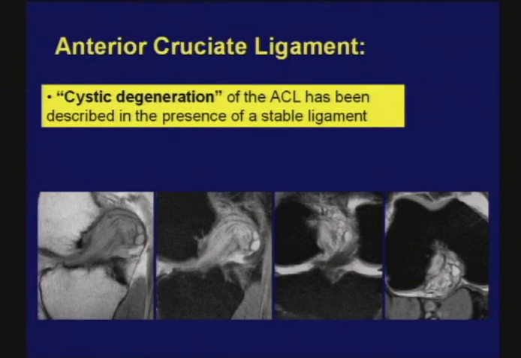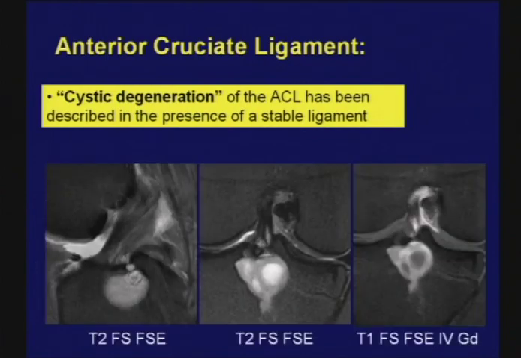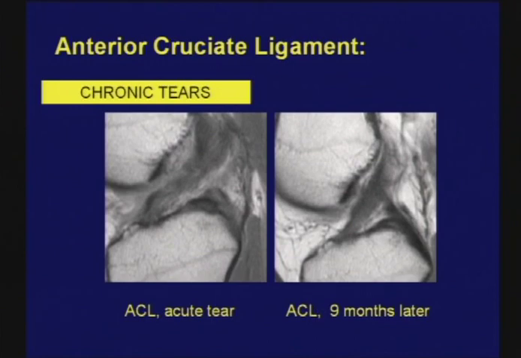There is an association with pericruciate ganglion cysts and intraosseous ganglion cysts at the femoral and tibial attachment of the ligament. Here's a nice example of that. So these, seen more often in older people, are designated cystic degeneration, and the ligament is stable on physical examination. We'll finish up with just a few other points.